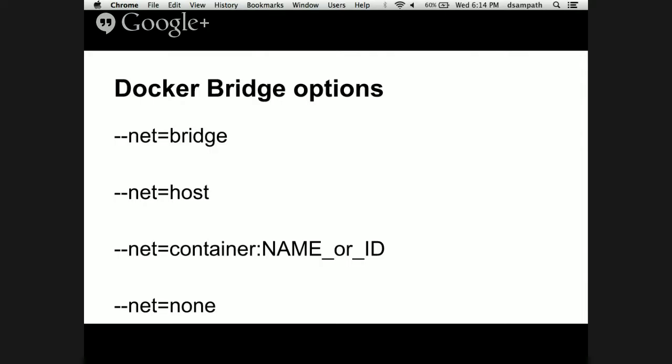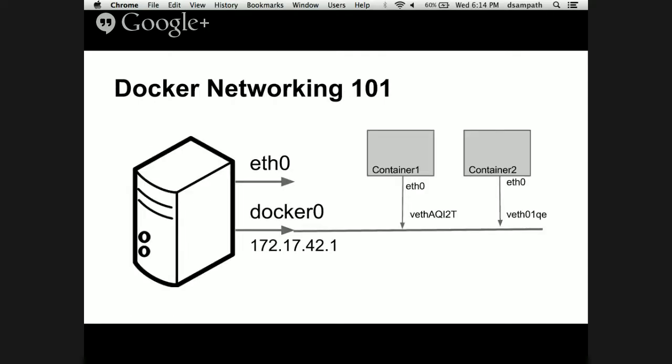So when you say bridge, that's the default option, by the way, and that's your docker0 bridge, the one that I just showed you. It looks a lot like this. It creates the interface docker0 and creates the bridge, and each time you spin up a container, it automatically attaches the interfaces for the container to the bridge.